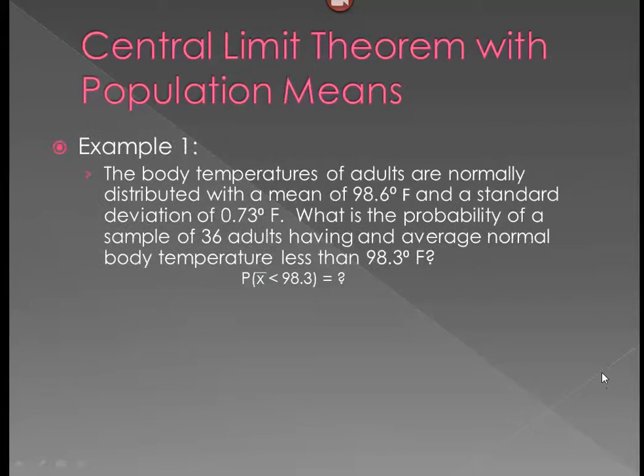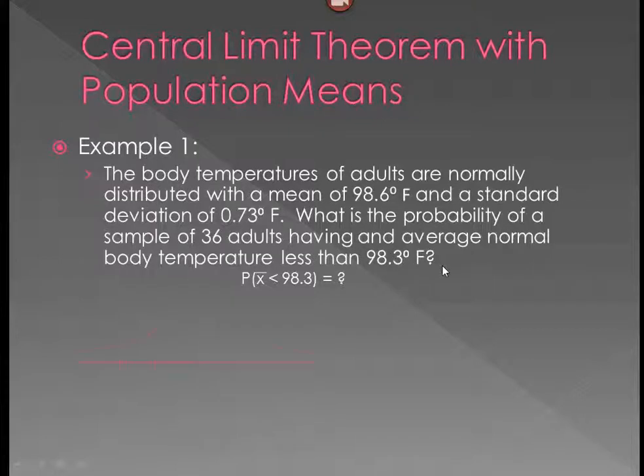So let's start out with an example, and we're pulling from the information that we had earlier for body temperatures. Body temperatures of adults are normally distributed with a mean of 98.6 and a standard deviation of 0.73 degrees Fahrenheit. What is the probability that a sample of 36 adults would have an average normal body temperature that's less than 98.3 degrees Fahrenheit?